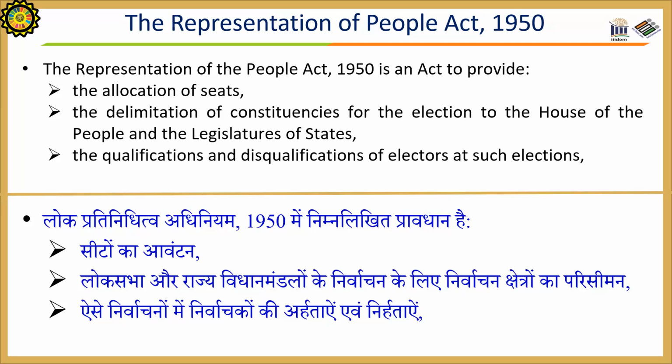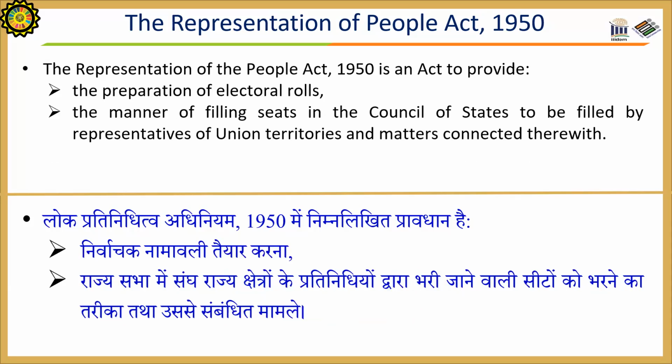The Representation of People Act 1950 is an act to provide for the allocation of seats, the delimitation of constituencies for the election to the House of the People and the legislatures of the states, the qualifications and disqualifications of the electors at such elections, the preparation of electoral rolls, the manner of filling seats in the Council of States to be filled by the representatives of Union Territories, and matters connected therewith.